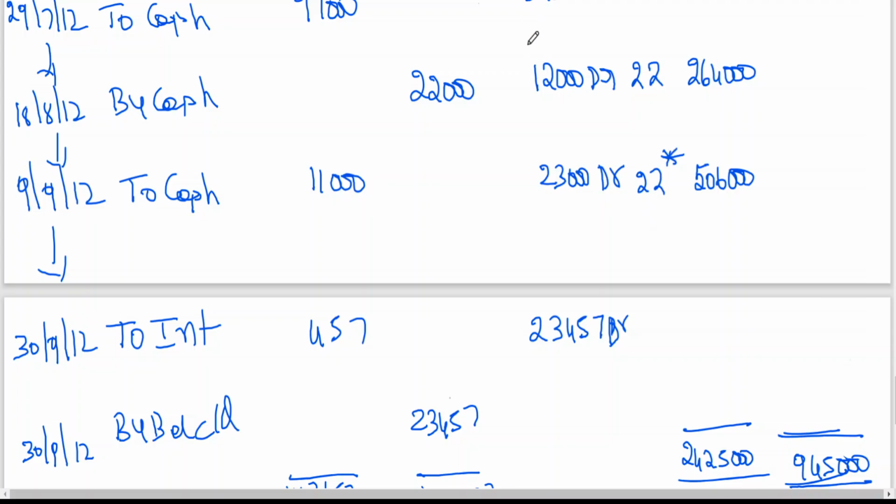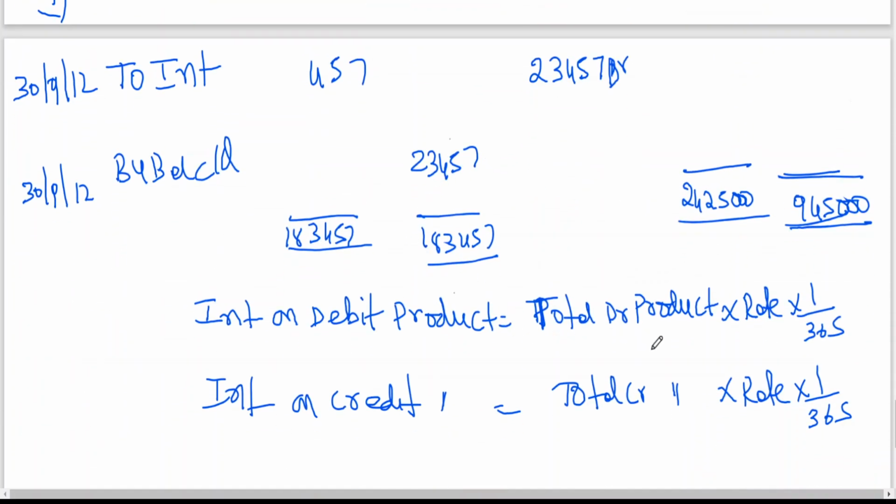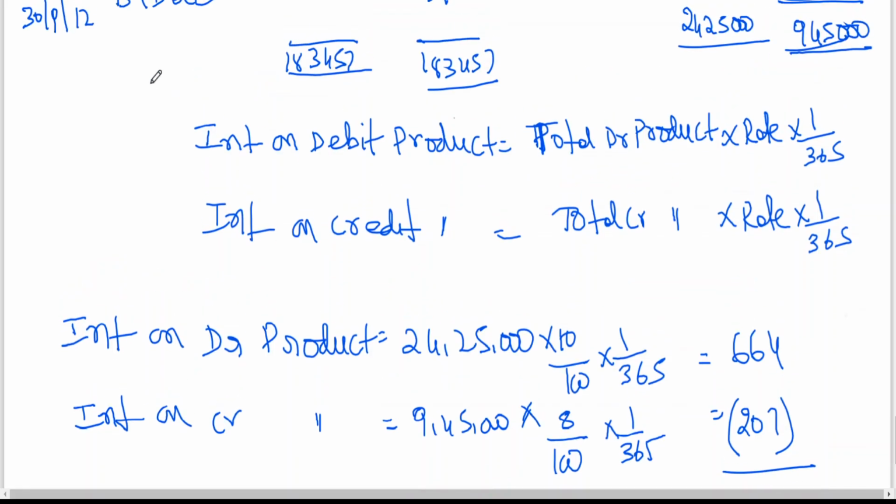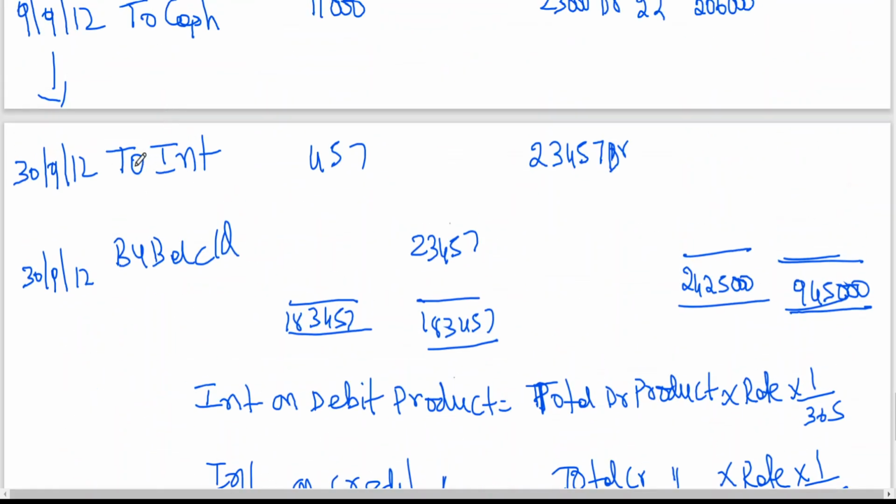Then after getting it, you have to go for interest on debit product: total product into rate by 100 into 1 by 360. Then you compare the debit interest and credit interest. If debit interest is more, we write it on the debit side. If credit interest is more, suppose you write by interest, which will appear on the credit column. And this is not required. This is not mandatory. You can stop doing the problem there itself also.